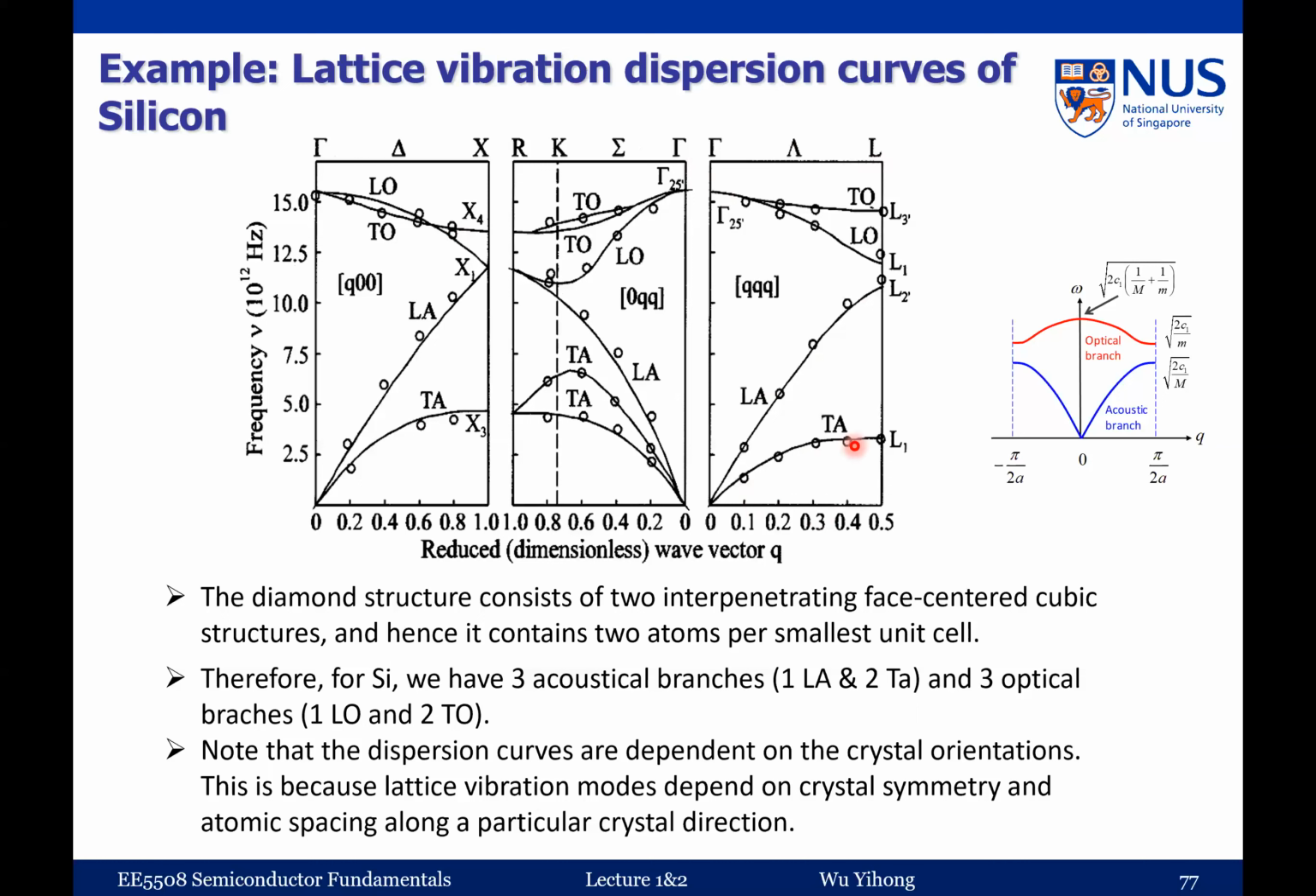you can see that the TA is degenerate, and then you have LA here, and then you have TO and LO. Again, in this case, you do have a gap between the transverse acoustic and transverse optical modes, and also between the longitudinal acoustic and longitudinal optical modes, right? But of course, they are different from this diatomic chain case, because that is the simplest case in a one-dimensional crystal, and this is a three-dimensional crystal. But more or less, they are similar, right?